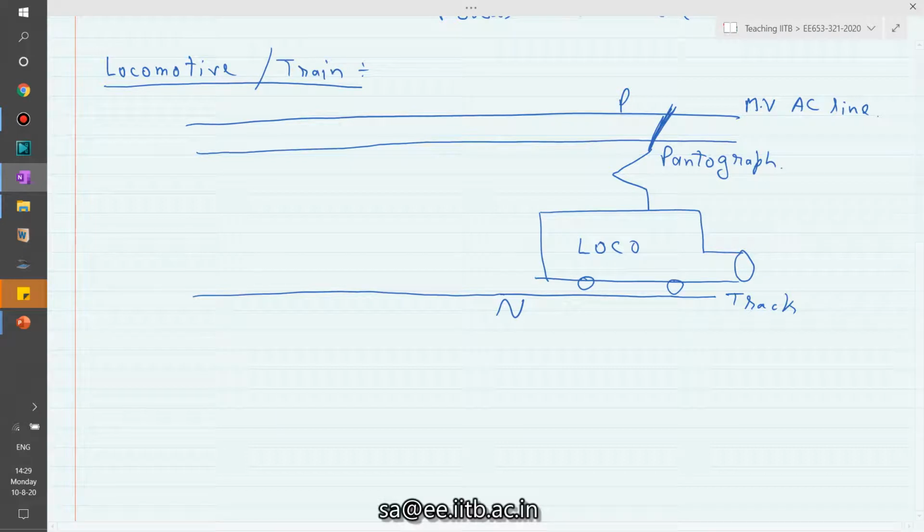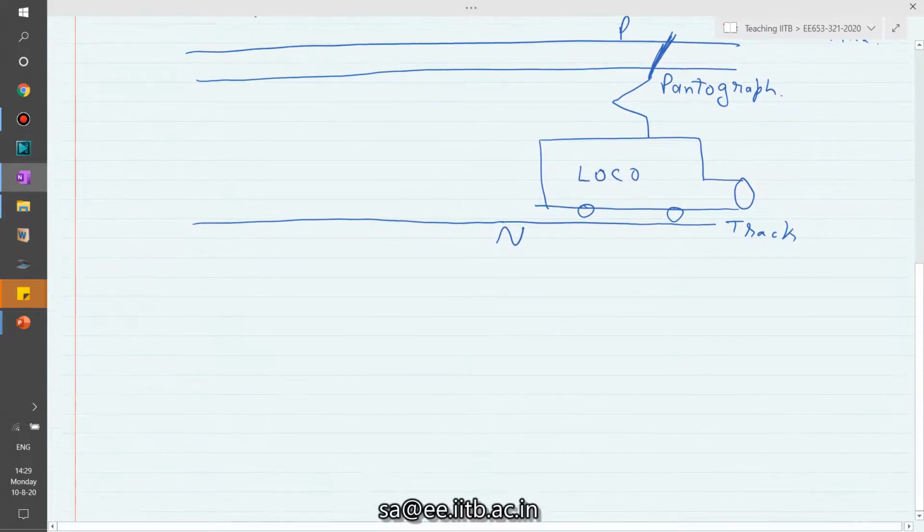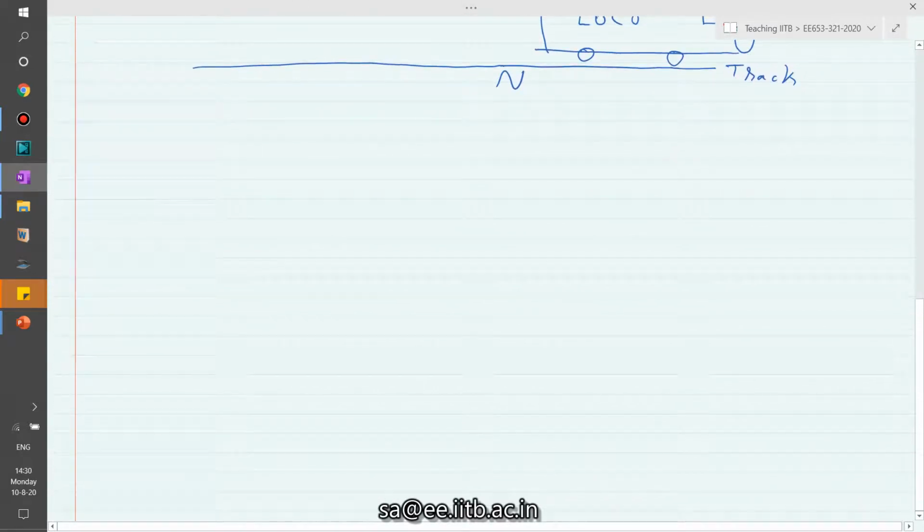Now let's do the same thing we did with the mobile phone. Let's try to understand the source, which we have already seen, and now the end use, and then whatever happens between the end use and the source. So here, what is the end use? The end use is the motor which is running the wheels. Usually in locomotives, it's the induction machine. So let's write it as induction motor, which is the end use.